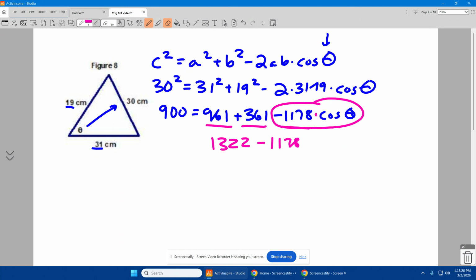That'd be like saying, if I had an X there, you would never try doing it. Well, that's what you and I do have. We have 1178 times an unknown. So don't try to do that. So we end up with 900 equals that.